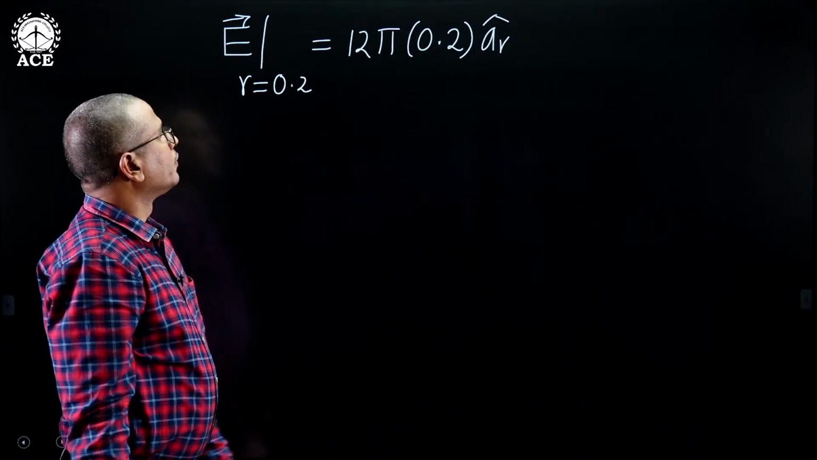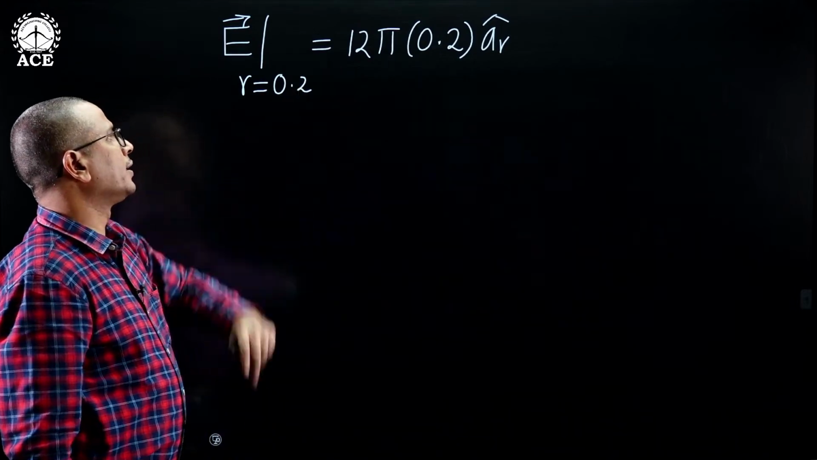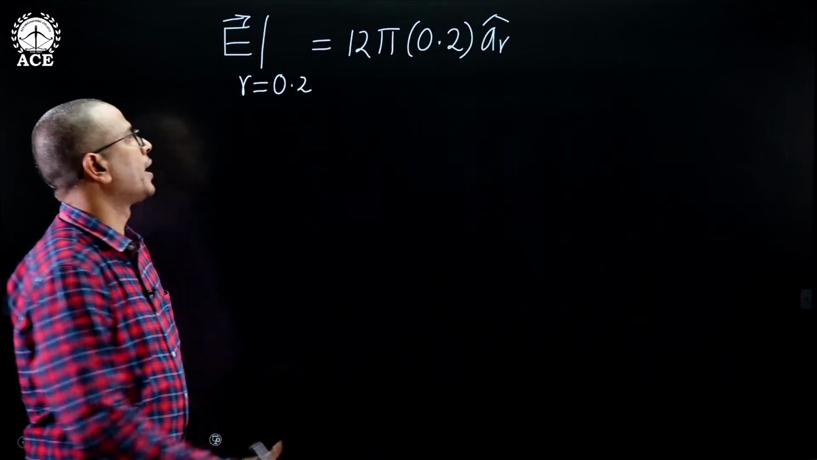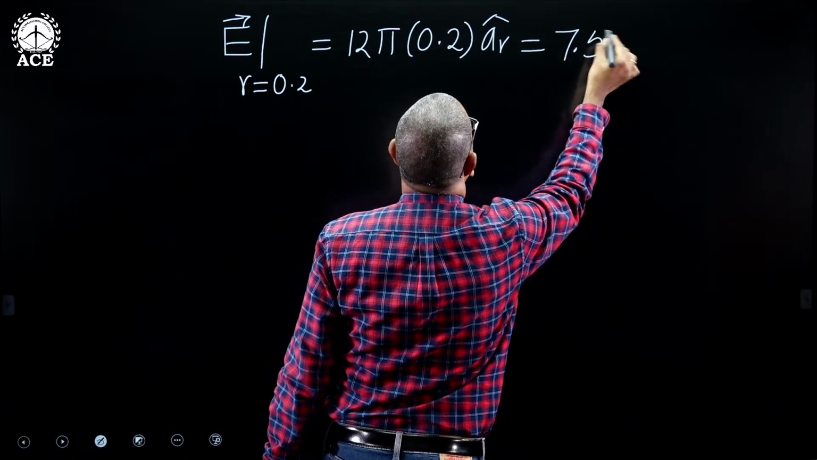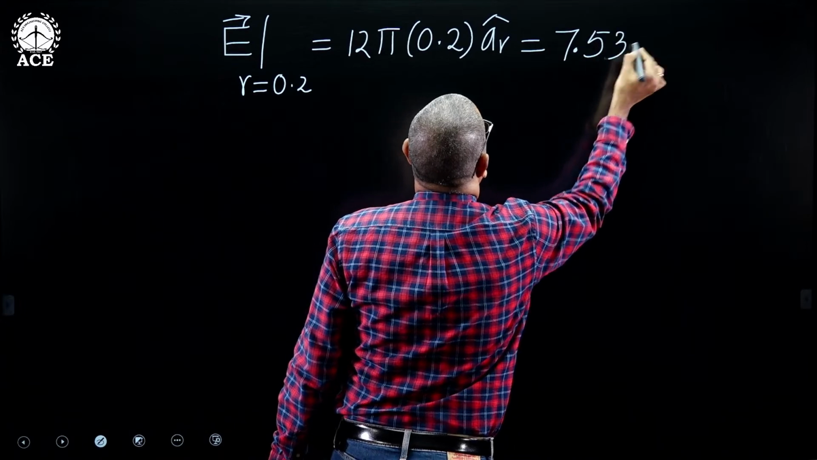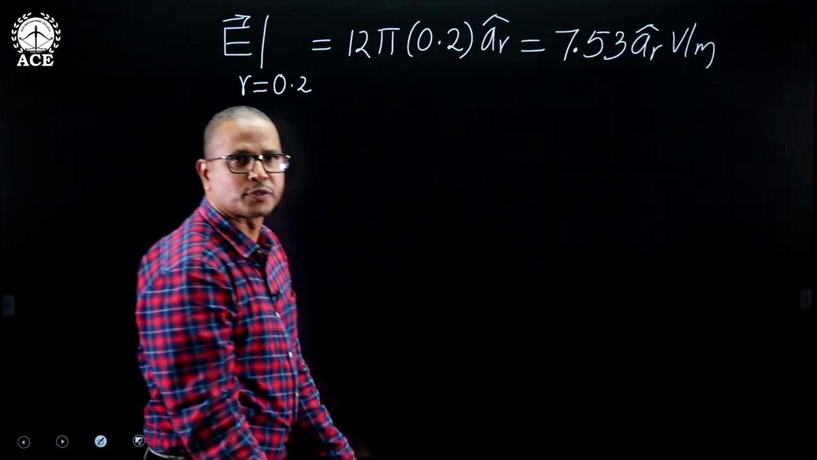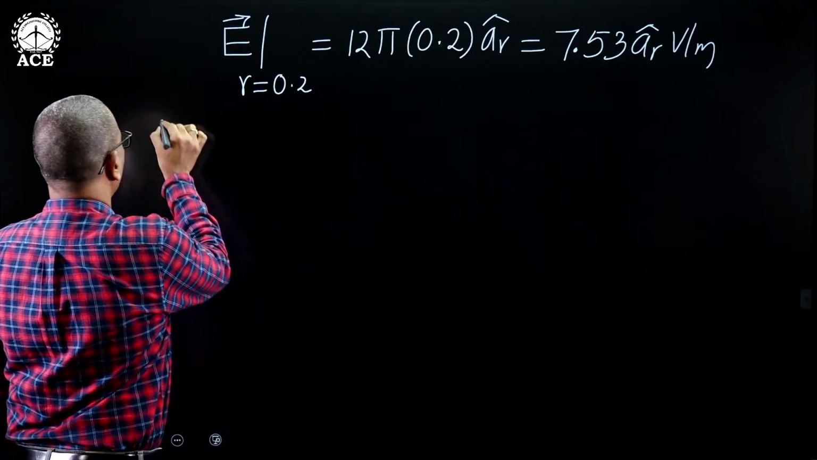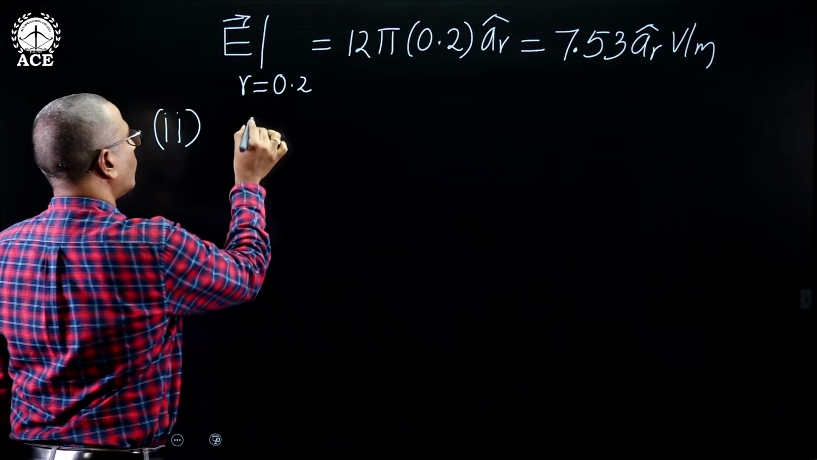That's all. 12 into 3.14 into 0.2. 12 into 3 it is 36 into 0.2. Approximately I am writing, you will be getting your answer 7.53 ar cap volt per meter. This is your answer, dear students, for the first one. Now look at the second and third. I am just writing from Gauss law. What is Gauss law?